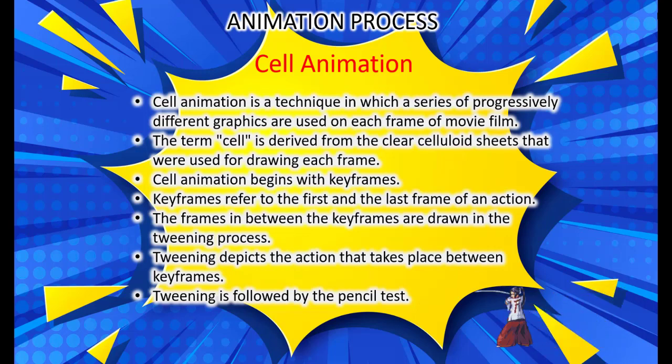The series of frames in between the keyframes are drawn in a process called tweening. Tweening is an activity that requires calculating the number of frames between keyframes and the path the action takes, and then actually sketching with pencil the series of progressively different outlines. As tweening progresses, the action sequence is checked by flipping through the frames. The penciled frames are assembled and then actually filmed as a pencil test to check smoothness, continuity, and timing.